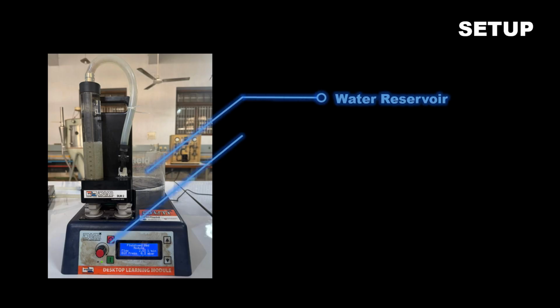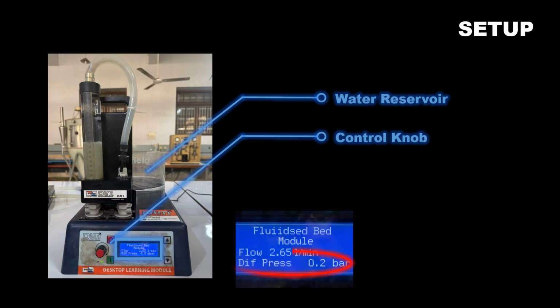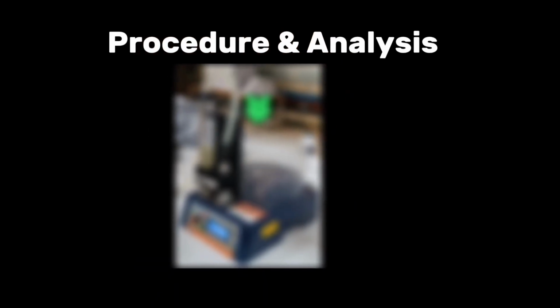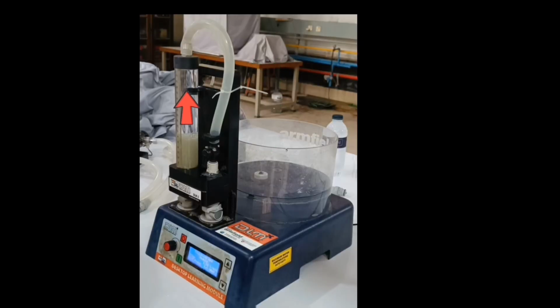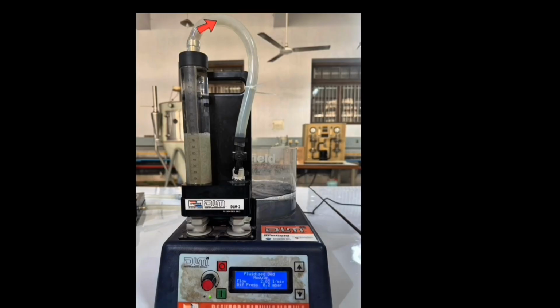The setup includes a base unit and a detachable fluidized bed module. The base unit is battery operated and contains a water reservoir, pump, and control knob for adjusting water velocity. A display shows water velocity and pressure drop. Water is pumped from the reservoir upward through the fluidized bed and then returns to the reservoir.